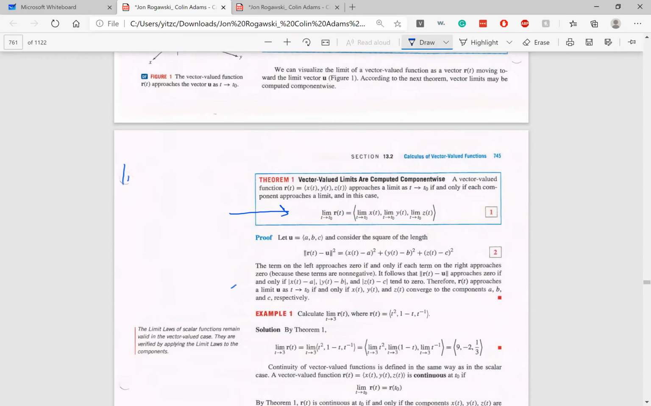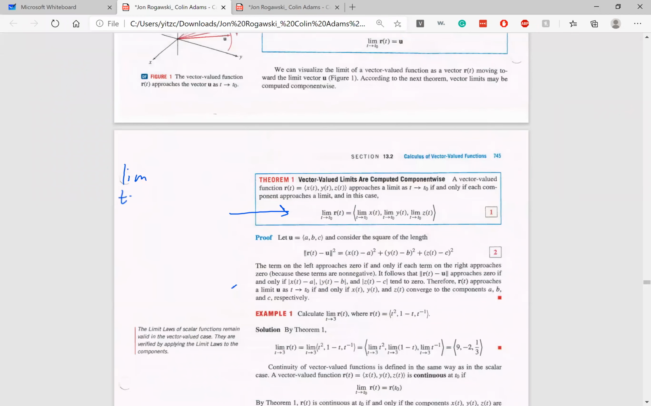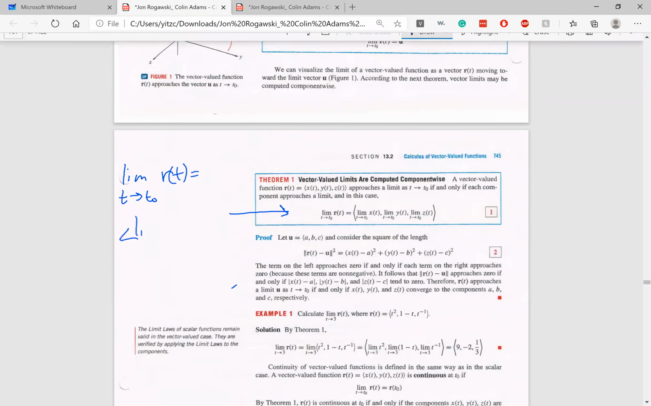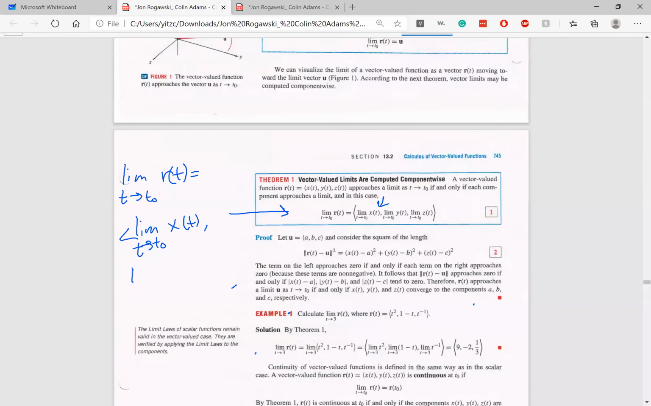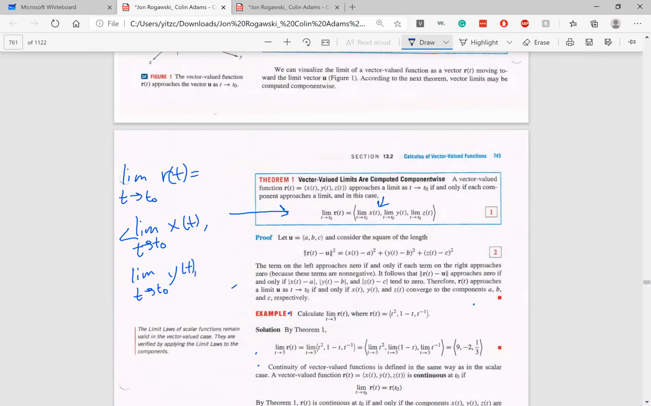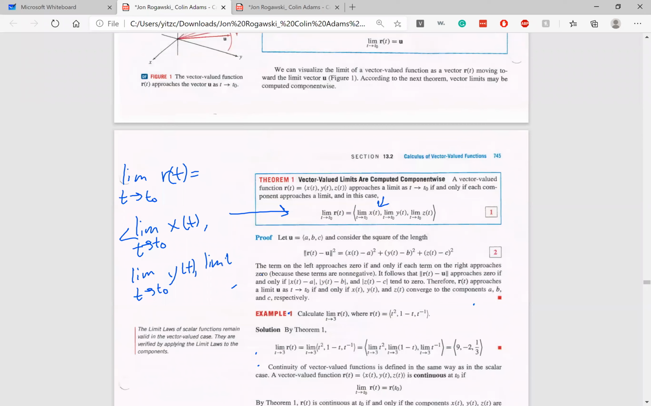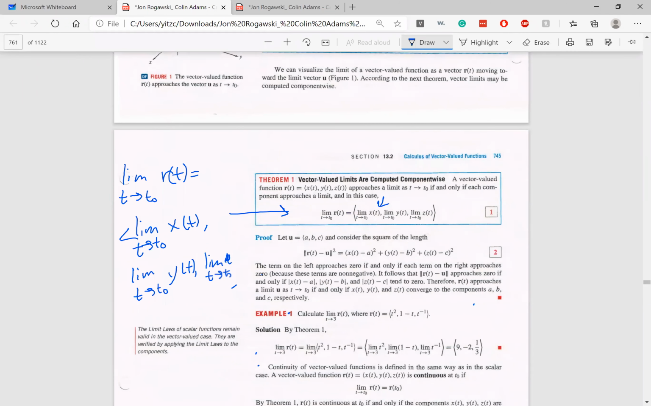So the limit as t goes to t0 of r of t is going to be, in each component, the limit, and each one of these is now a single variable, in our case only t, so we can deal with it in terms of its single variable: the limit as t goes to t0 of x of t, and the limit as t goes to t0 of y of t, and the limit as t goes to t0 of z of t.